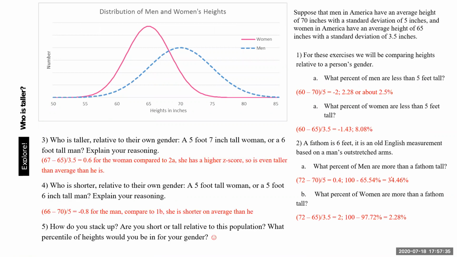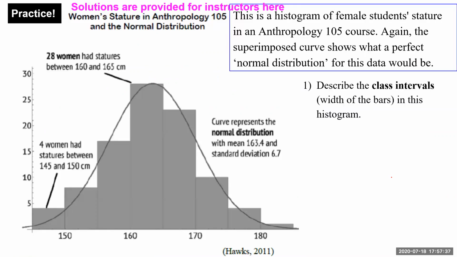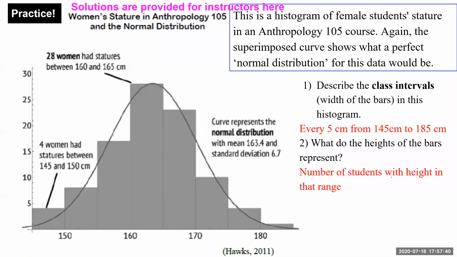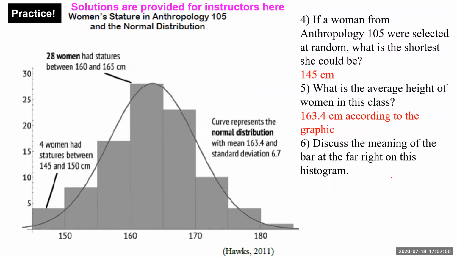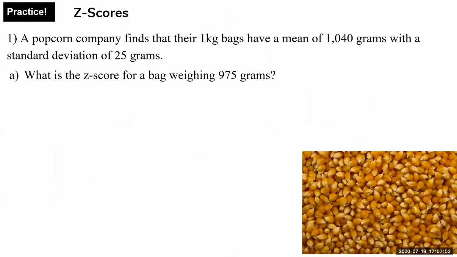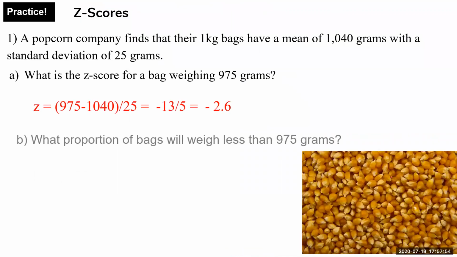All right, and here the class intervals for these. All right, so take your time and work through this practice and check if you get the same answers I have produced for you. Okay, so nice. So z-score is pretty simple. You just deal with the formula.